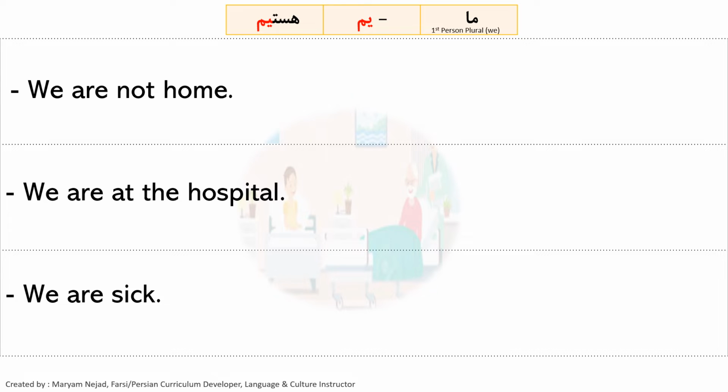Next is the subject pronoun ما. So we are going to start with the first one. We are not home. Home is خانه and the verb here is negative. ما خانه نیستیم.